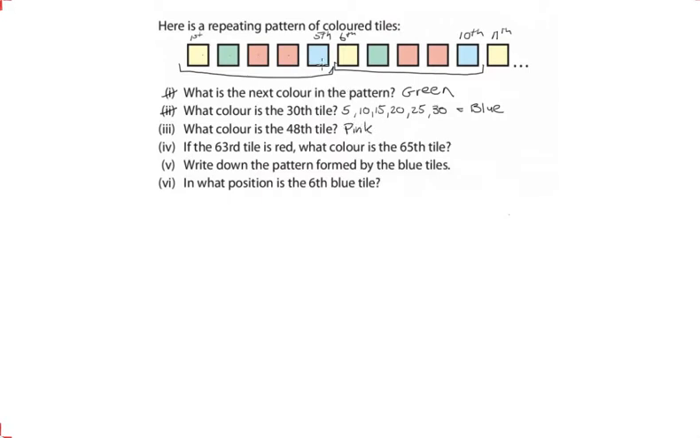Because if the 50th is blue, then the 49th would be pink, the 48th would be pink, the 47th would be green, the 46th would be yellow, and then the 45th would be blue again.